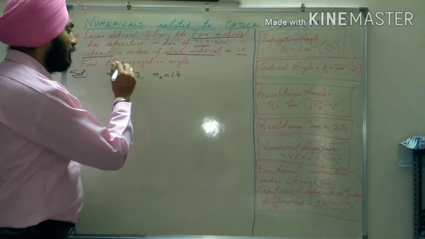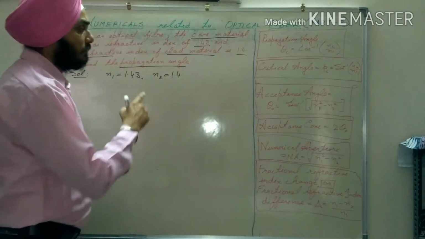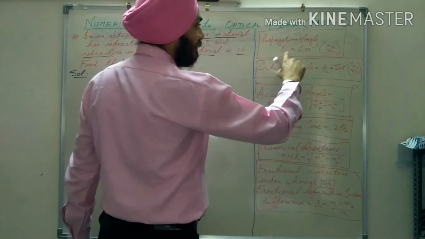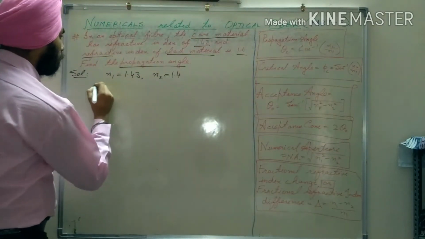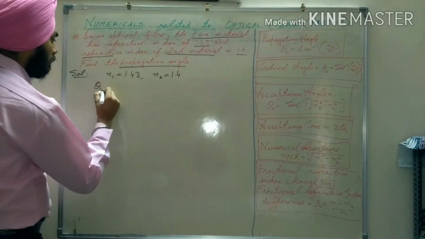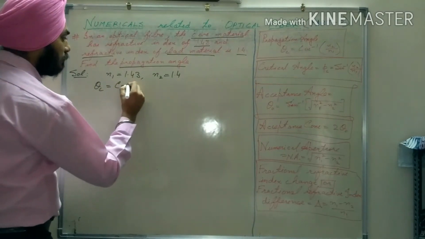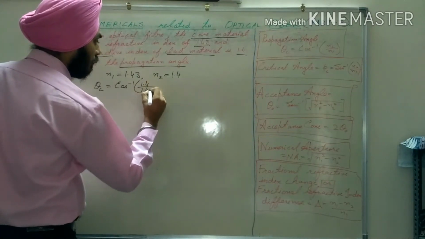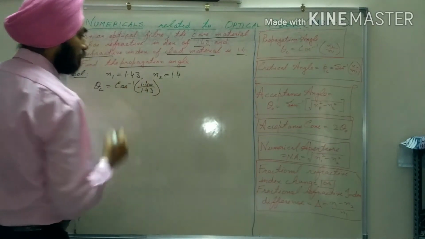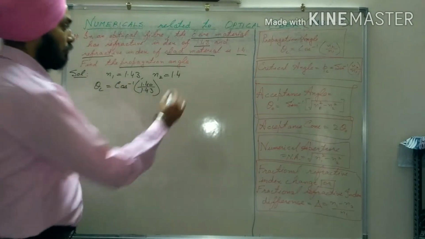Now our aim is to find the propagation angle. So what is the formula for propagation angle? Theta c is equal to cos inverse n2 by n1, right? So put the values here. Theta c is equal to cos inverse n2 by n1. I just take 1.40 instead of 1.4, right?